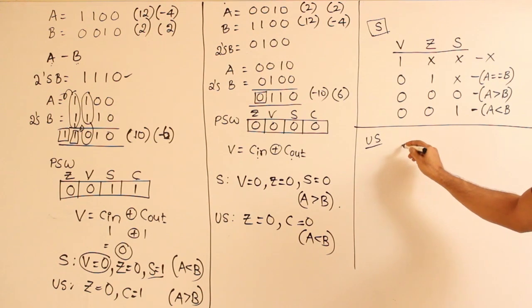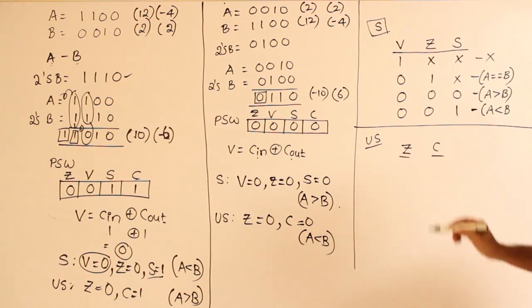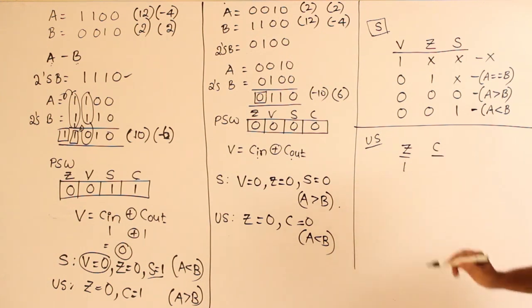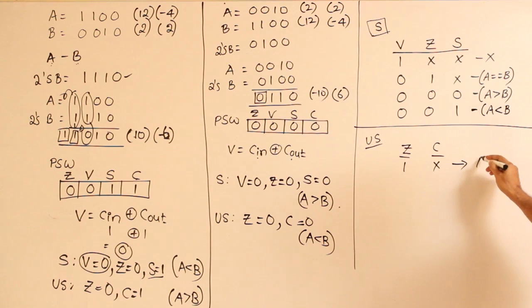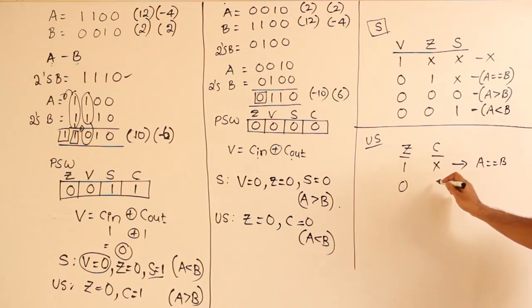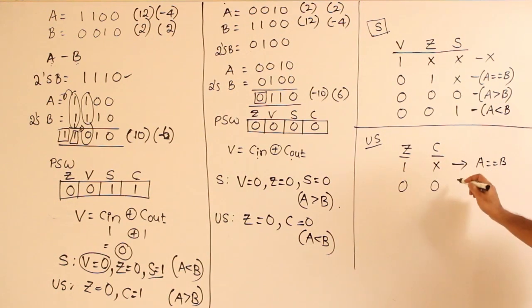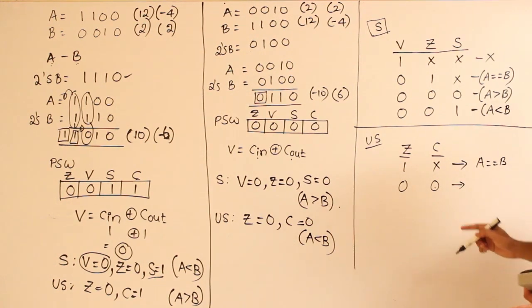So we are going to look at these two flags only. In case the zero flag is 1, you need not worry about carry, you can directly declare that A is equal to B. In case they are not equal, then there will be no zero result. In that case, there are two ways. One is there is a carry, the other is there is no carry. If there is no carry, then it means that there is borrow, right?